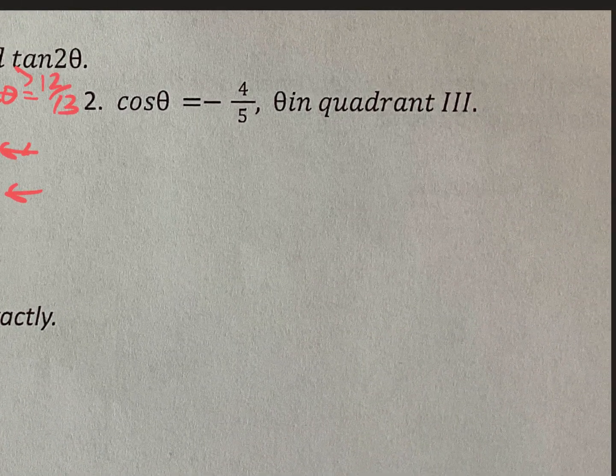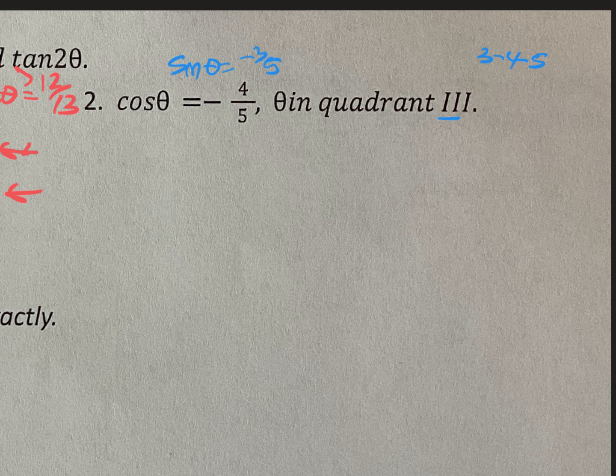Number 2, same type thing. This time they gave me cosine, so I've got to find sine before I can do anything. Also realize I'm in quadrant 3, which means sine's going to be negative. It says cosine is 4/5. Remember, the most famous triangle is 3, 4, 5. So that means sine's going to be negative 3/5.